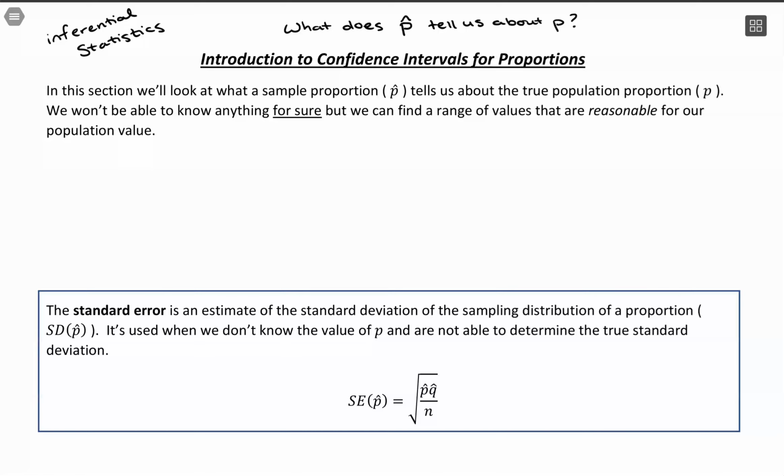So when we do this though, whenever we run inferential statistics, we won't know anything for sure, meaning we won't be 100% confident in our answer. But with how we use statistics and how sampling works, we're going to have a very high chance of being correct with our solutions. But there is always going to be this chance that we're wrong as well.